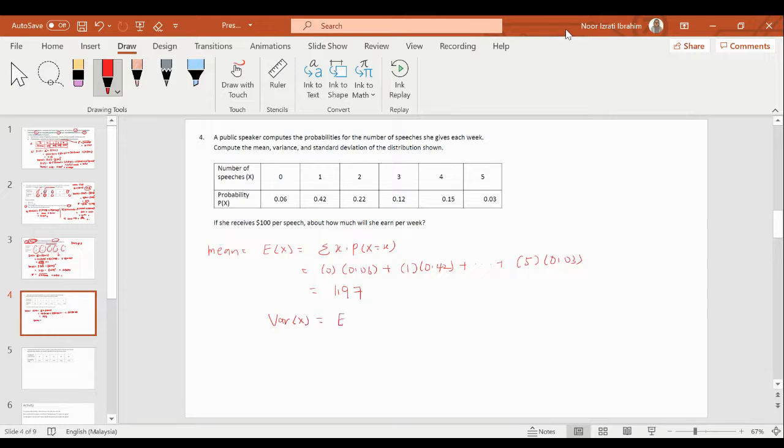Variance of X will be equal to E of X squared minus E of X squared. So for E of X squared, again, you have to square first each of the X here, and then you only multiply with the probability. And it is 5.53 minus 1.97 squared. And variance is 1.649. To get the standard deviation, always square root of variance. Square root of 1.649 equals 1.284.